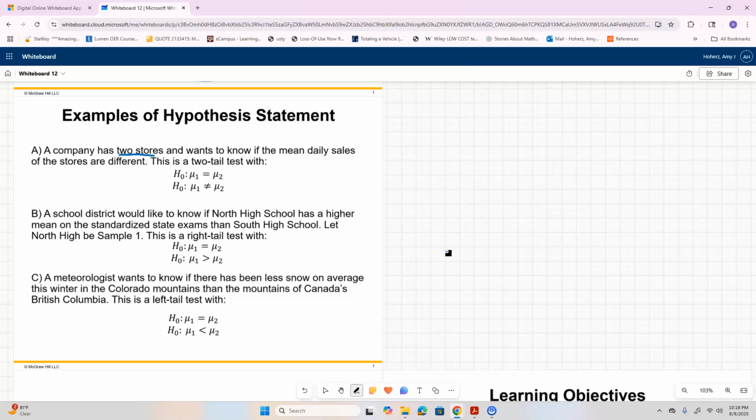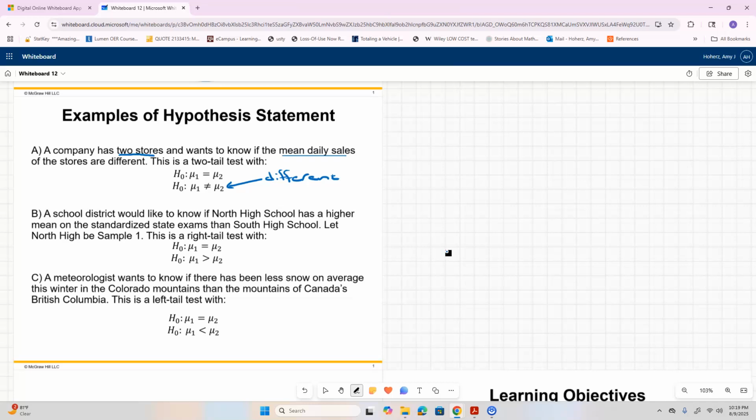So two stores, they're going to find the mean daily sales for the two stores. So you're going to have mean 1 and mean 2. And they just want to know if the two stores are different. So in this case, not equals. Are they different? But there's no number in here. There's just the comparison of the two means.